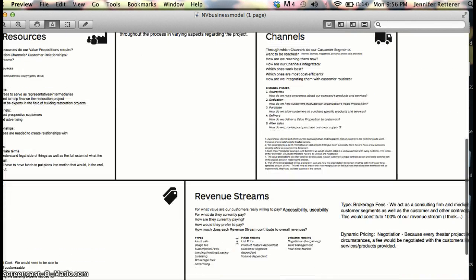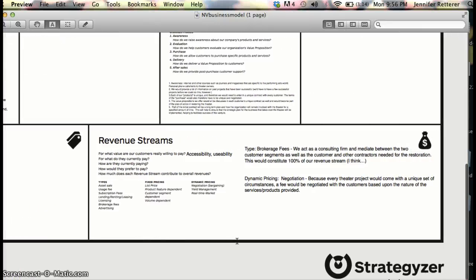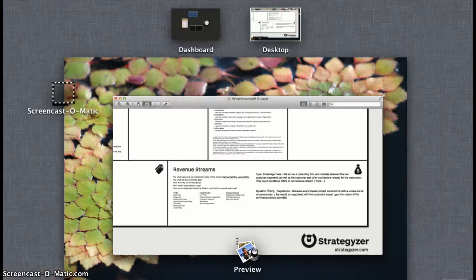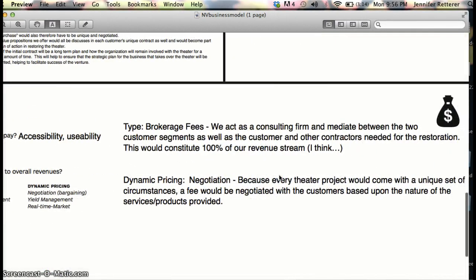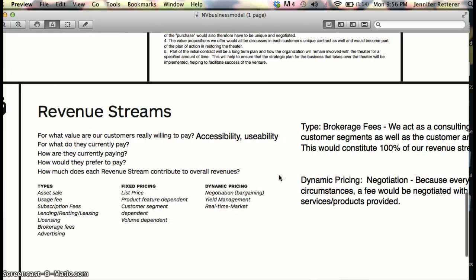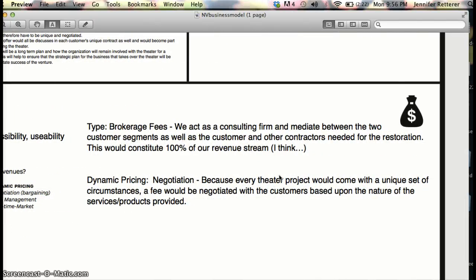Moving on to revenue streams. So, whoopsie, a little bit too far. There we go. I said that we would have brokerage fees for our revenue stream, as in we would act as a consulting firm. I think I said that before, and sort of mediate between the two customer segments that are involved, as well as the customers and the contractors needed for the restoration. I think this would constitute 100% of our revenue stream, but I'm not exactly sure.